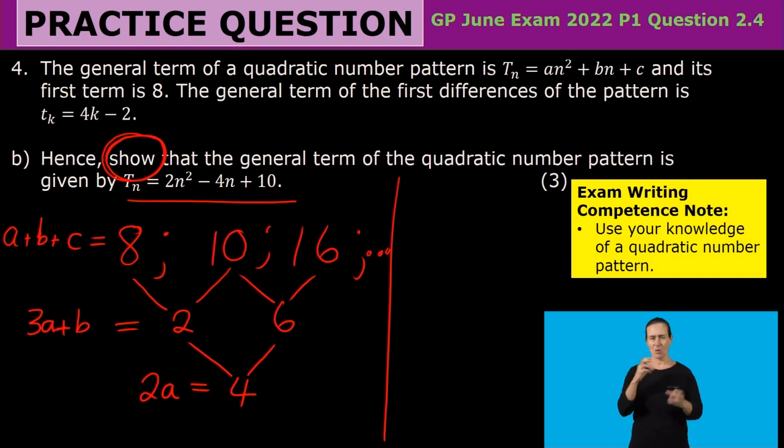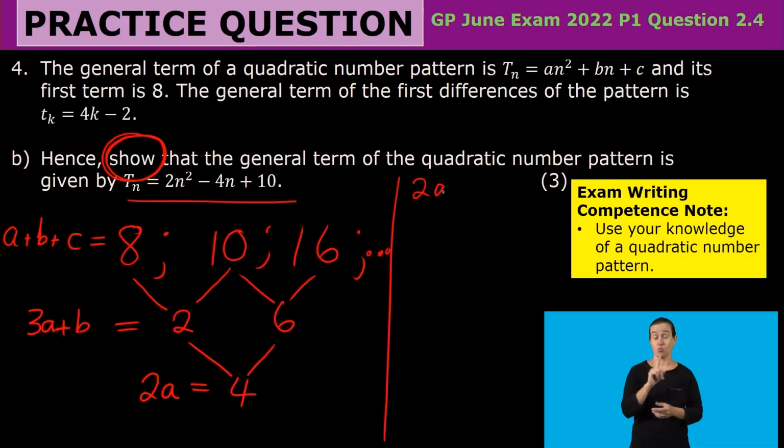So we are going to calculate the general term the way we know how, and we just need to make sure that it is the same as what we were given. That's how we will know that we are correct. So we know that 2a is equal to 4. If we divide both sides by 2, that means a is equal to 2. And if we look at what we were given, a is equal to 2. So we know that we are moving in the right direction.